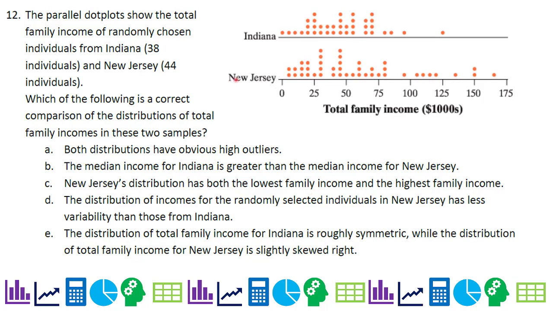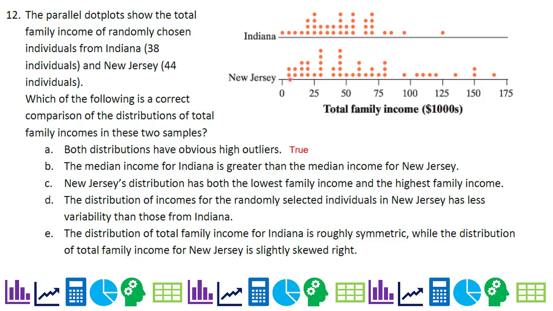The parallel dot plots show the total family income of randomly chosen individuals from Indiana, 38 individuals, and New Jersey, 44 individuals. Which of the following is a correct comparison of the distribution of total family incomes in these two samples? Both of these have obvious high outliers. You can see your middle's way over here. It's possible they're not outliers, but I'd say they're kind of obvious. So I'm going to say that's true. The median income for Indiana is greater than the median income for New Jersey.